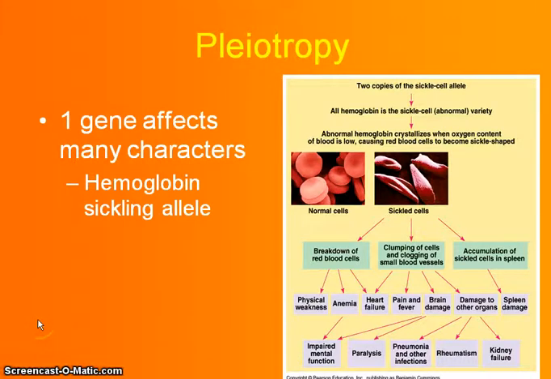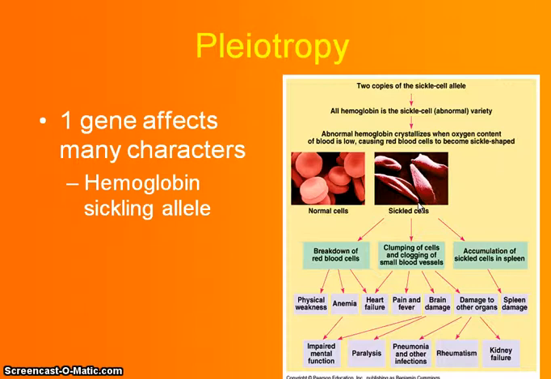Pleiotropy is when one gene can affect many characteristics. So, for instance, the example here is the hemoglobin sickling allele. These are what normal red blood cells look like, kind of roundish, with almost like a thumb imprint in them. And these are ones that have sickle cell. So they have these sickle shapes, they have these pointy ends.